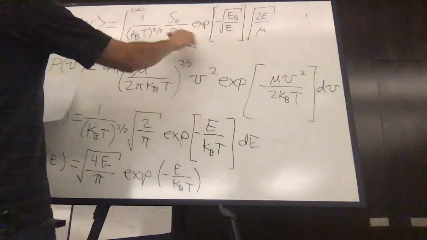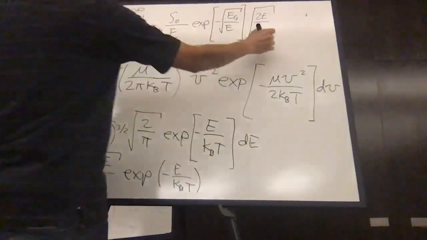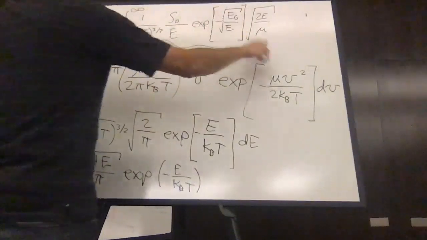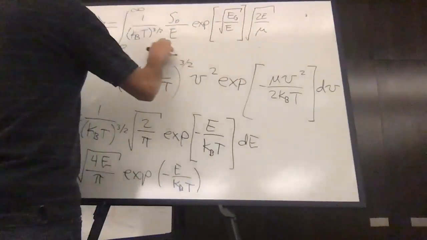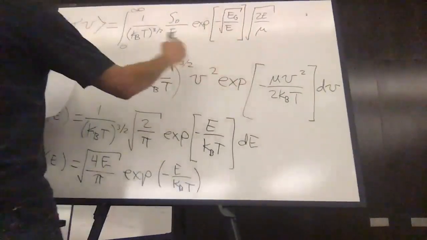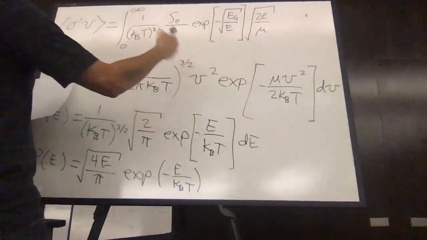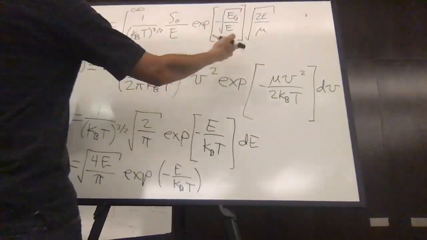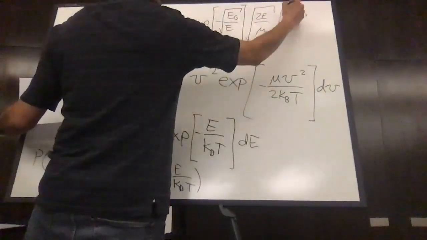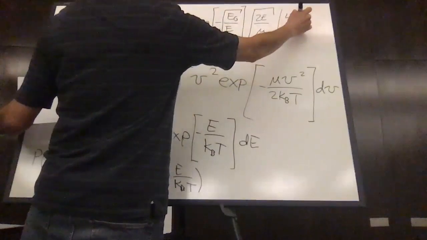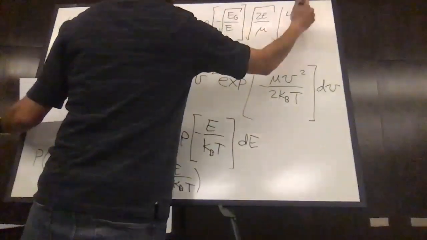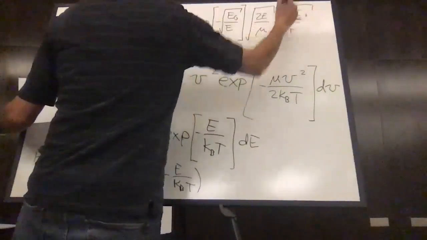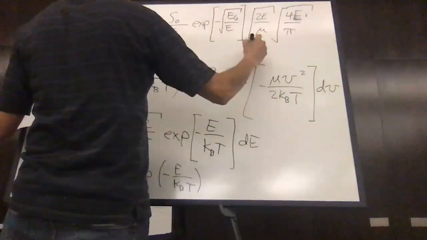There was one exponent, so this is part of the sigma. This is the gamma energy, and this is just the E variable, the energy variable. And we had the other exponent from the Maxwell-Boltzmann. So that's 4. And the exponent continues over here.